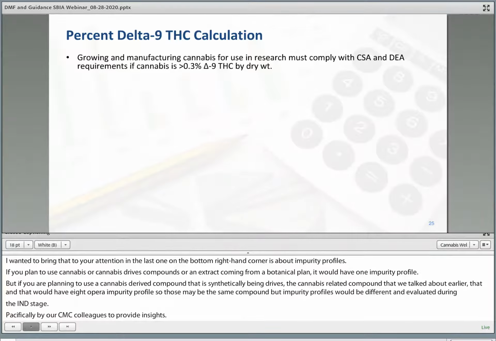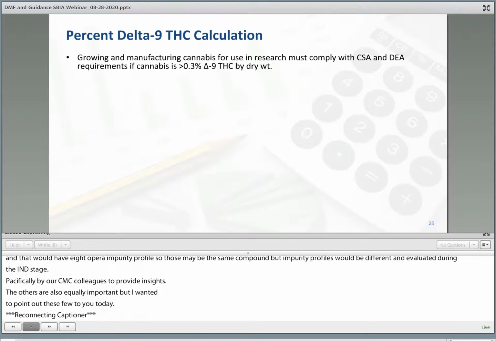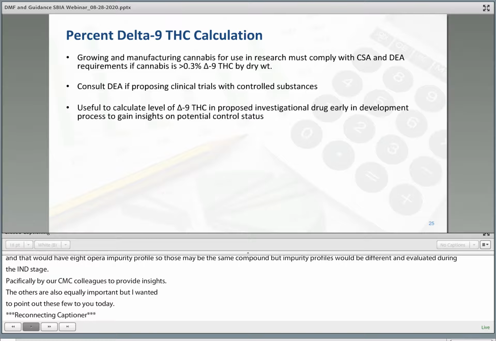Now let's talk more about this % delta 9 THC calculation. It's important to remember that any growing and manufacturing of cannabis that's used for research has to comply with the Controlled Substances Act and any DEA requirements if you're over that 0.3% delta 9 THC by dry weight limit, because that's what was established by the 2018 Farm Bill. Again, go ahead and consult DEA if you think you might be using some controlled substances.